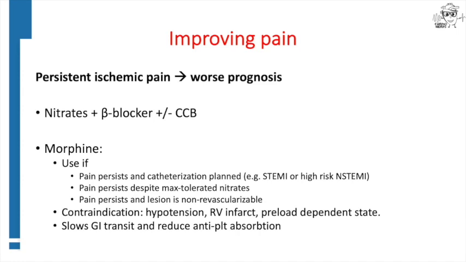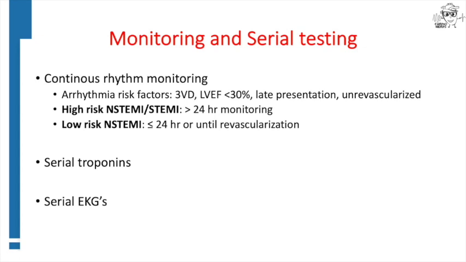I list here 3 scenarios where the use of morphine is appropriate. Morphine reduces preload and therefore should be avoided in patients with hypotension or preload-dependent states. It also slows GI transit and reduces antiplatelet absorption, and this should be taken into account when loading with dual antiplatelet therapies. It's important to triage chest pain patients to units where they can get appropriate therapy.